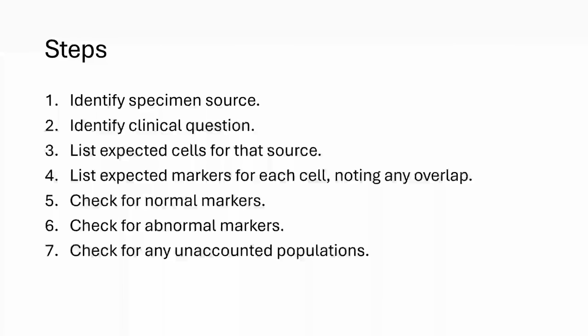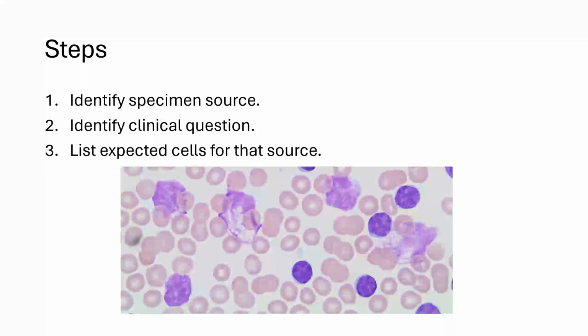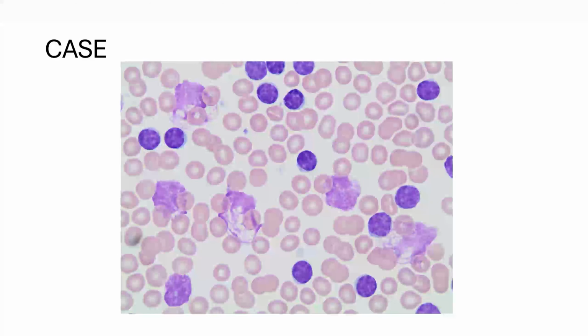This can be expanded into a 7-step process where you first identify the specimen source, then identify the clinical question, list the expected cells for that source, list the expected markers for each cell and noting any overlap, check for normal markers, check for abnormal markers, then check for any unaccounted populations. Using this step-by-step approach, you can analyze flow from any source. Let's apply these steps to the case that we looked at earlier.